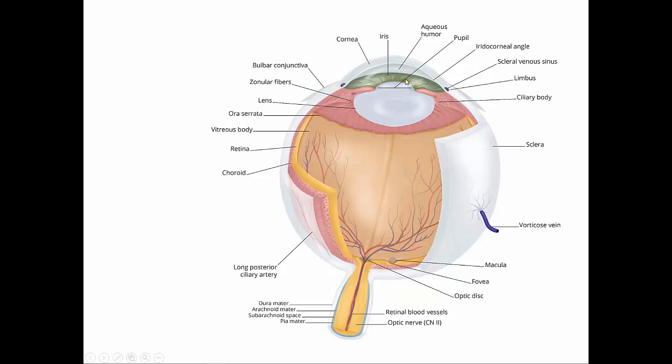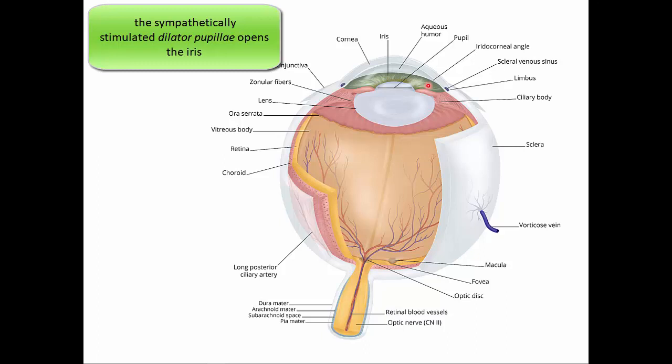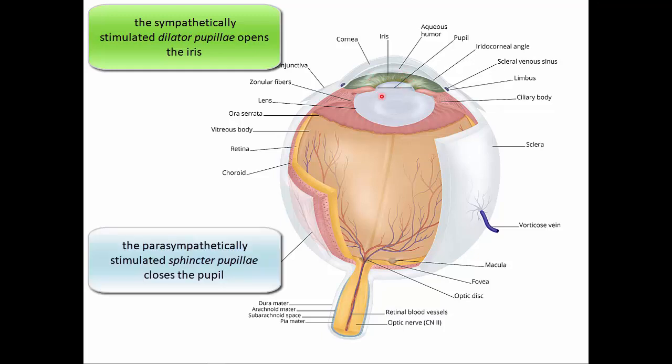And so we have two opposing forces. It's kind of like yin and yang. You have one force that will open up or widen the pupil, called the dilator pupillae, which is innervated sympathetically. And then the contractile part is called the sphincter pupillae, which is under parasympathetic control.